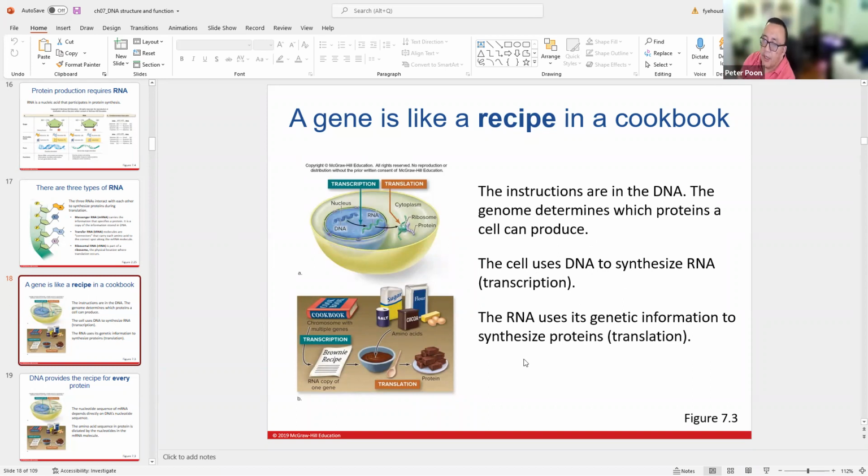Here the cookbook has probably a lot of stuff, and probably very big. You don't want to carry it around, so it's easier just to take a copy of a page. So you copy the brownie recipe, and then the brownie recipe tells you how to make it.